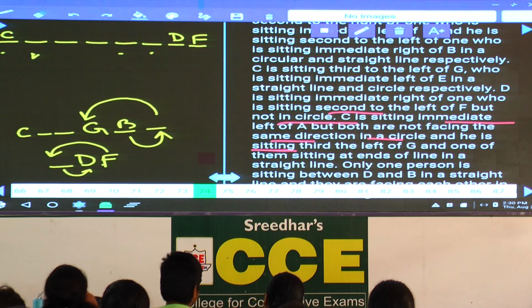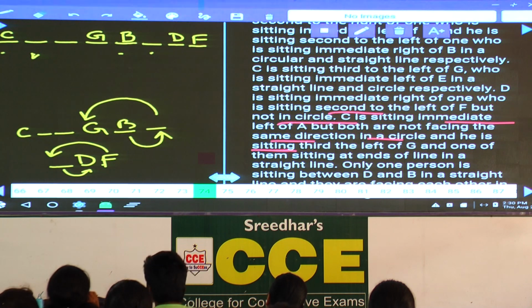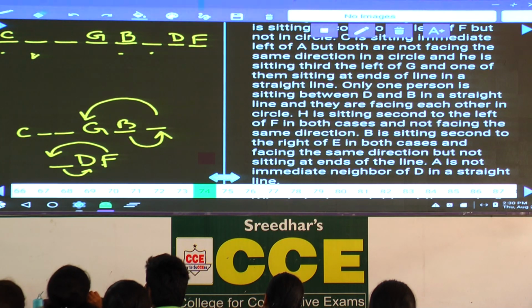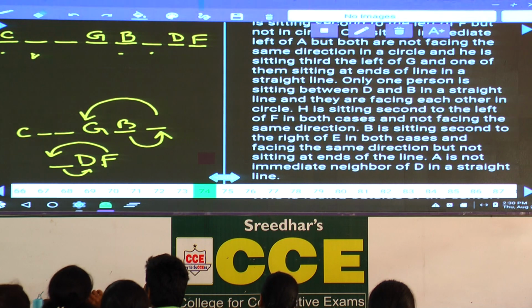If C is here, blank blank G. If G is here, B is the person left over. As B is here, now D, F and this one. Done with this? And one of them is seated at the end of the straight line. And only one person is sitting between D and B in a straight line. Now between D and B, how many persons are there? One person. Is that information required here? Not at all required. Though this information is not required, he has given additional information.